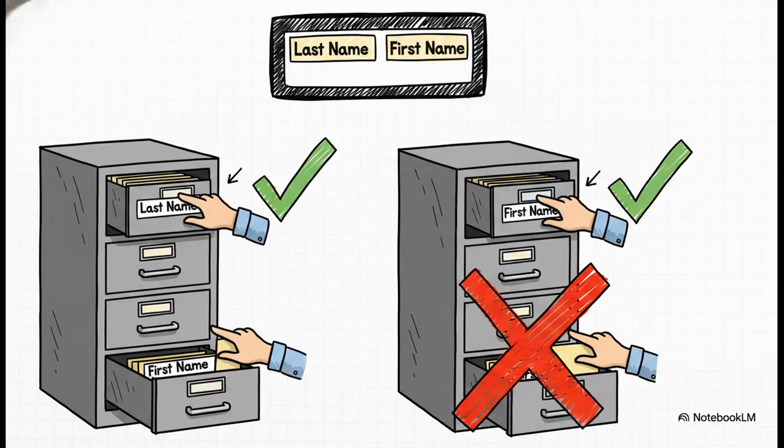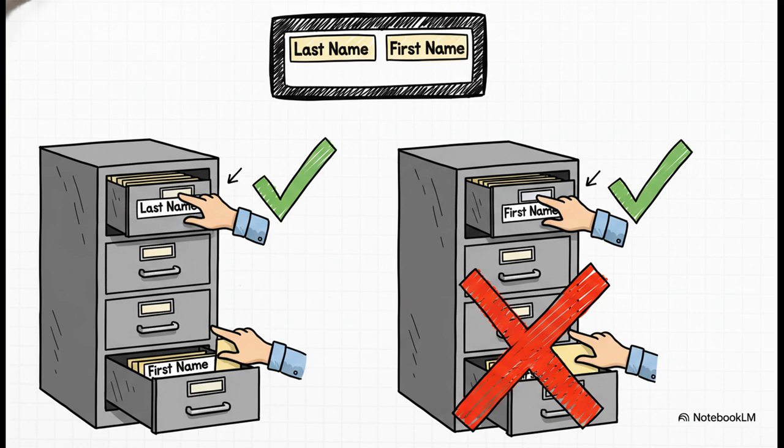Now listen up, because this next part is where so many developers get tripped up. When you create an index on multiple columns, called a composite index, the order of those columns is everything. It's a rule called the leftmost prefix rule. So if you have an index on, say, last name, then first name, the database can use it to efficiently look up people by their last name, or by their last name and first name.